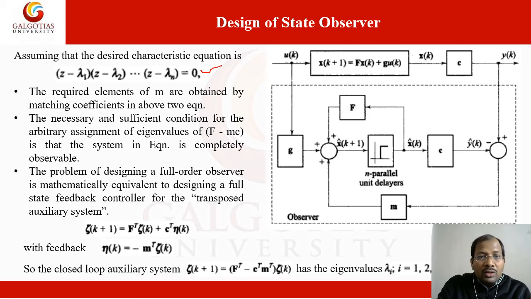This is the diagram. This is the plant, and this is the actual output of the system. The dotted line represents the observer. We take the input and the output. The output generates an error, this error is applied to M and added here, and this is the estimated state, which is fed back.